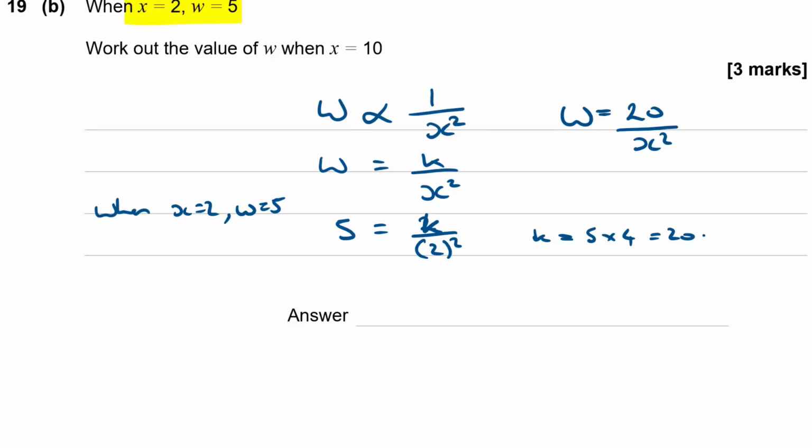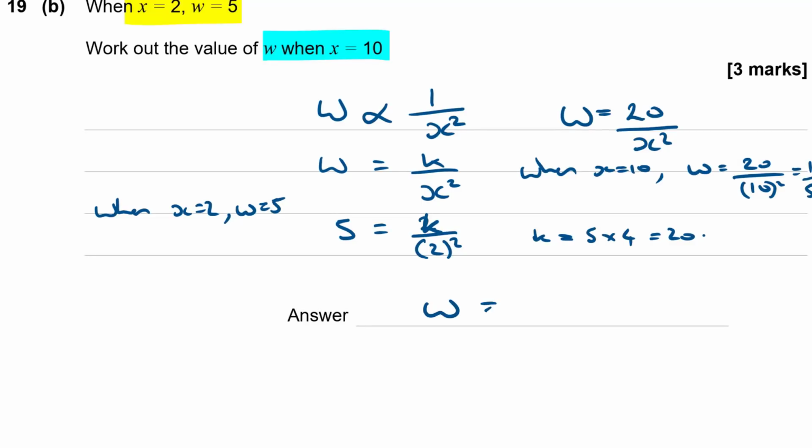Now it asks us to work out the value of W when X is equal to 10. So subbing in, when X equals 10, W then is going to be 20 over 10 squared. 10 squared is 100, so I'm going to get 20 over 100, which is 2 over 10, which is 1 over 5. So the answer is W equals 1/5.